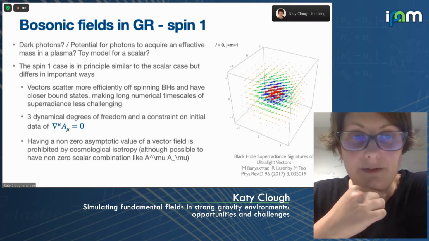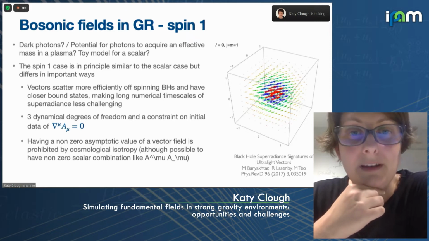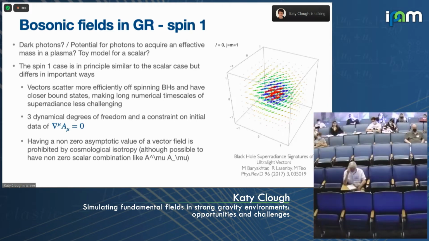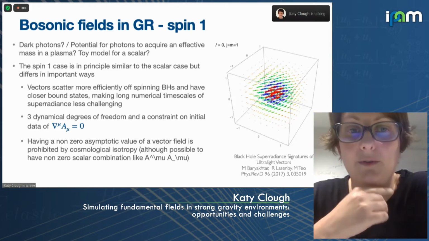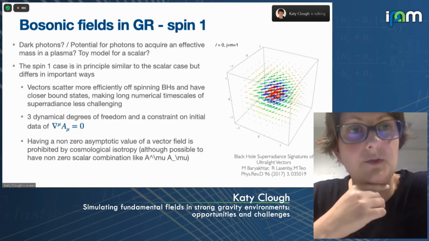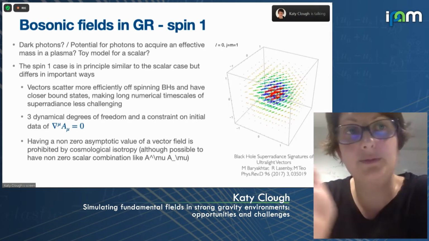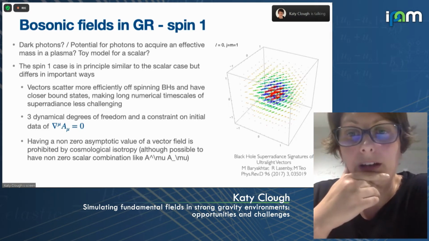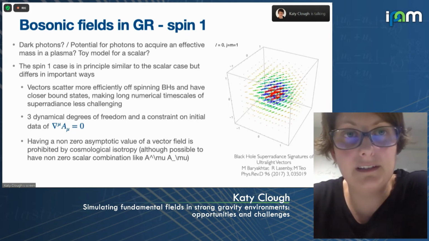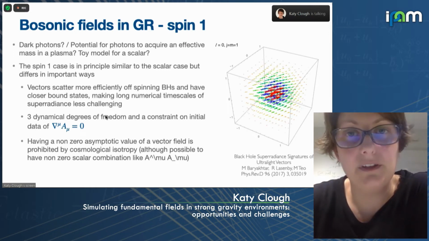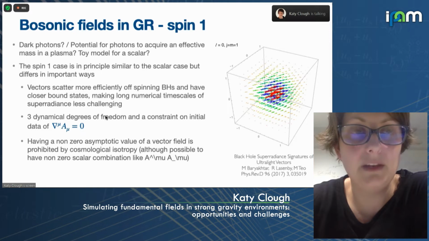But obviously there are differences. You have more degrees of freedom. You actually have an additional constraint on the initial data. And physically having a non-zero asymptotic value of a vector field, for example, is a strange thing if you imagine cosmology, because the universe is isotropic, so we don't have a preferred direction. So there are definitely differences, and it's quite interesting to consider to what extent they are interchangeable, and that's something that will be important in the work that I've done on the robustness of these kinds of dynamical hair.